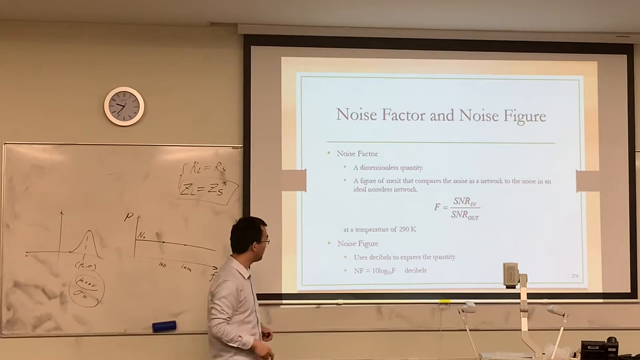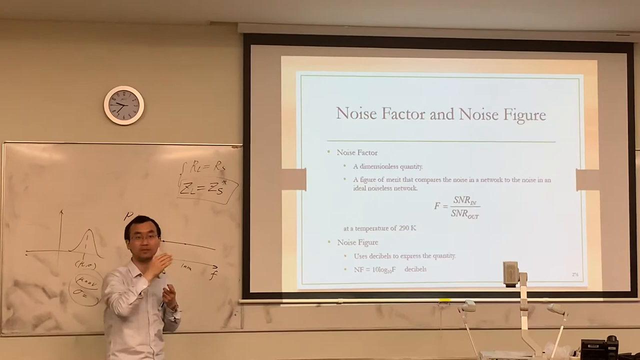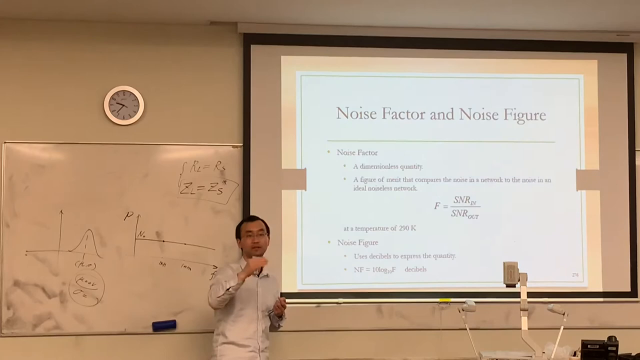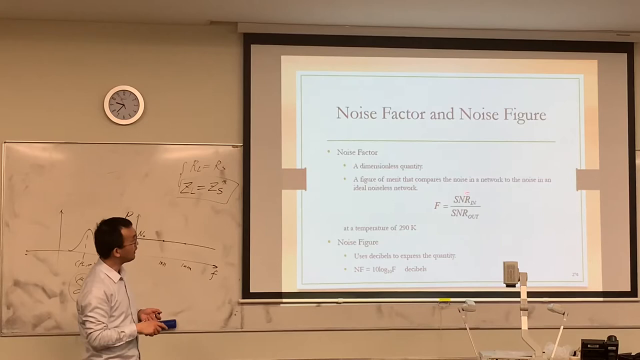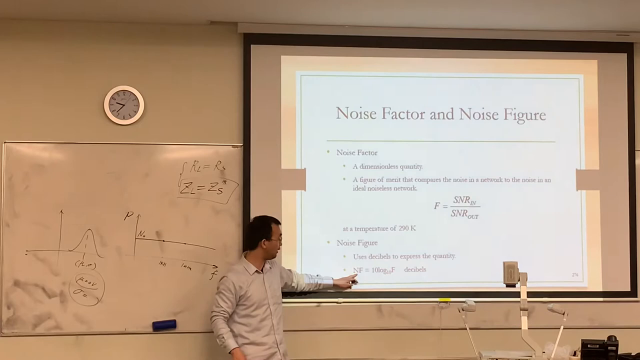Remember, every time we measure the noise power, we need a temperature. When we talk about the noise power, it's at a certain temperature level. The higher the temperature, the higher the noise power. So this one has a name called the noise factor. If we convert this to decibel, F is the noise factor, then we get the noise figure, NF. NF is in decibel, F is the ratio, so a linear value.